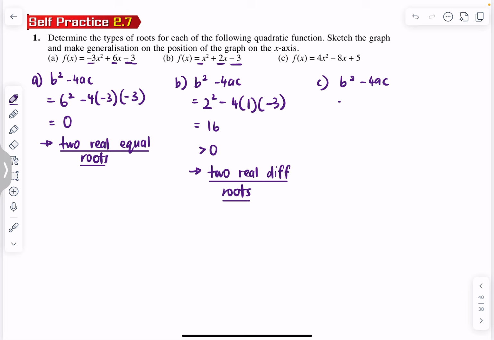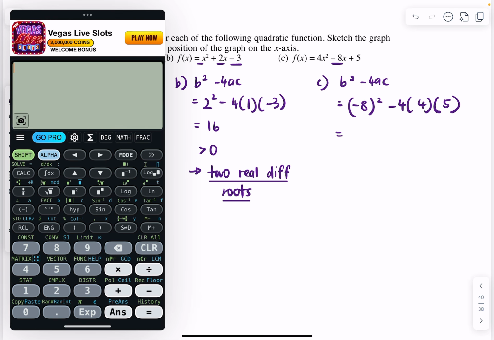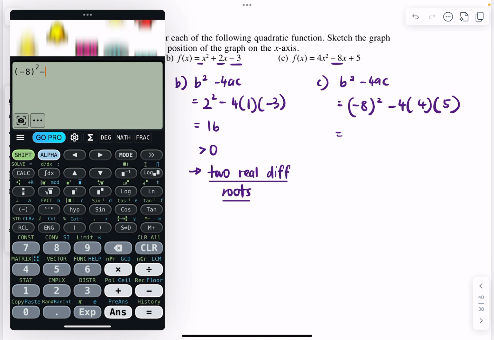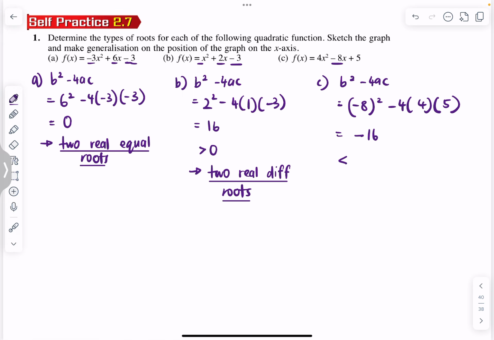Okay, and the last one, b square will be -8 square minus 4ac. -8 square minus 4 times a times c. We get -16, which is less than 0. If b square minus 4ac is less than 0, it has no real roots.